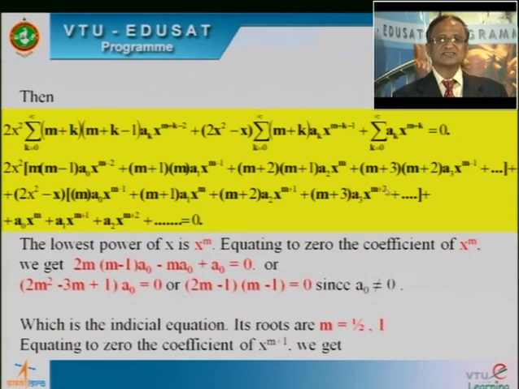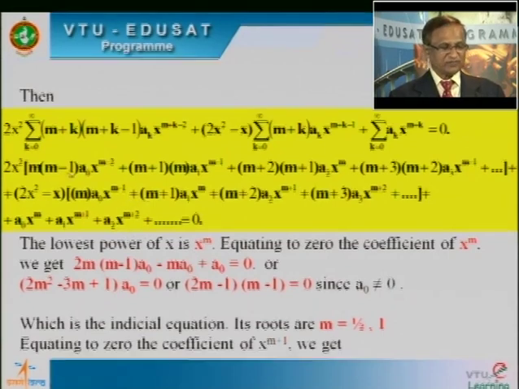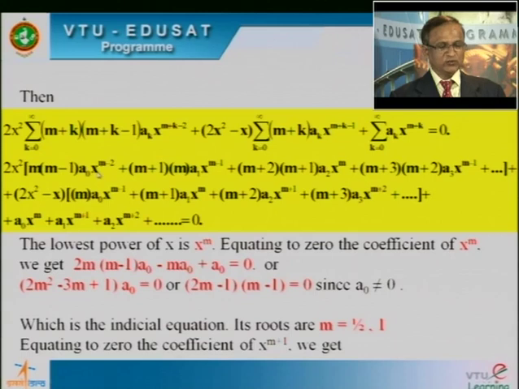So from all these terms, now I want to collect the lowest power of x. What is the lowest power of x in all these terms? X to the power m. Now I want to equate it to 0. I have to multiply 2x square into x to the power m minus 2. So x to the power 2 and x to the power m minus 2, the base is the same, so you can add the powers. I hope you will get x to the power m minus 2 plus 2, which means x to the power m. The coefficient of x to the power m is 2 into m into m minus 1 a naught, what I have written here.